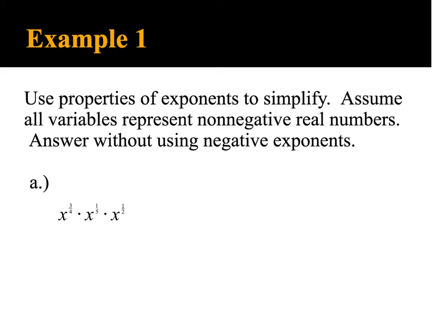First, let's go ahead and do this one. We're going to use the properties of exponents to simplify. This time we're going to assume the variables are non-negative real numbers. This is because of square roots, but we'll get into that a little bit later. All our answers should be without negative exponents. So no negative exponents allowed.